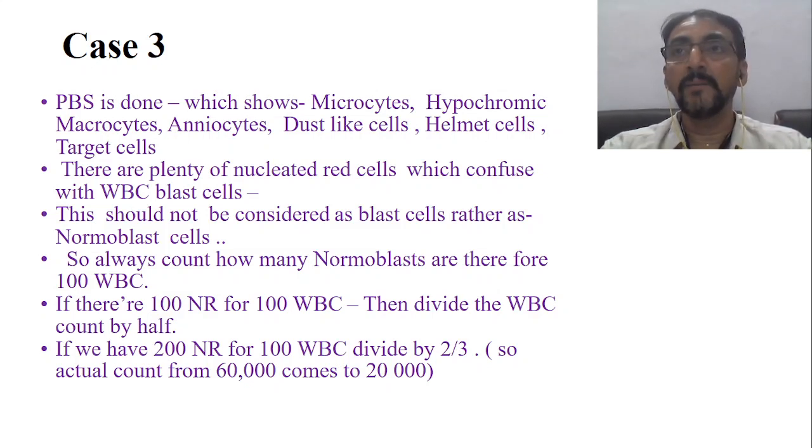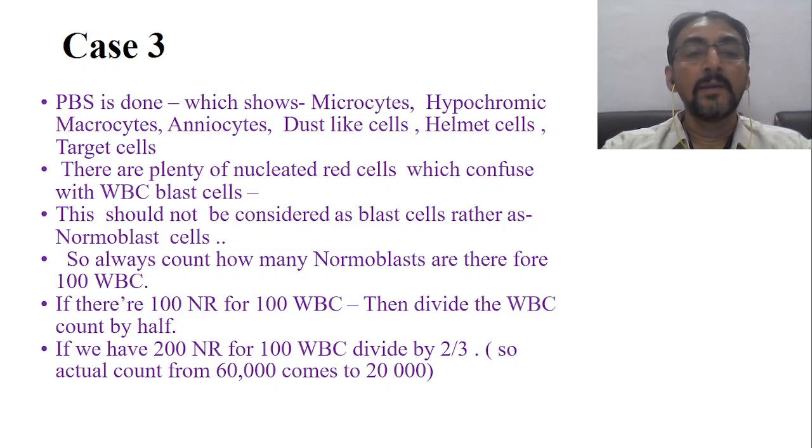I hope you understand. Many times there will be a confusion in the blood smear whether this is a WBC or whether this is a normoblast. Normoblast means immature RBC because it contains a nucleus. Therefore, it creates a confusion. To avoid this confusion, we have to follow a criteria.